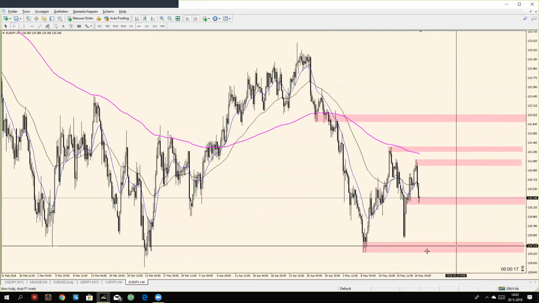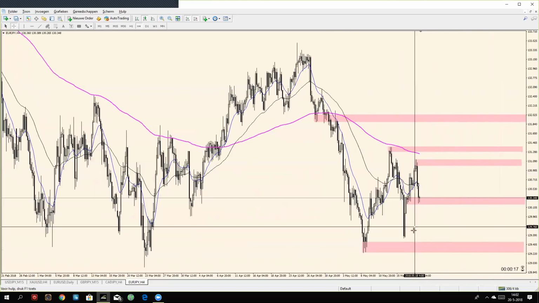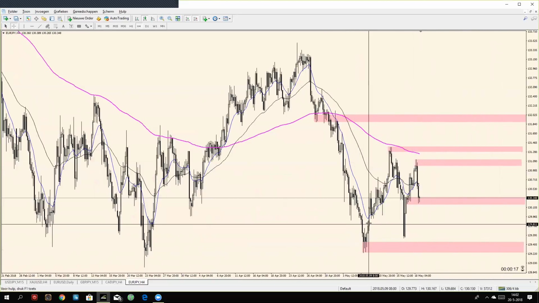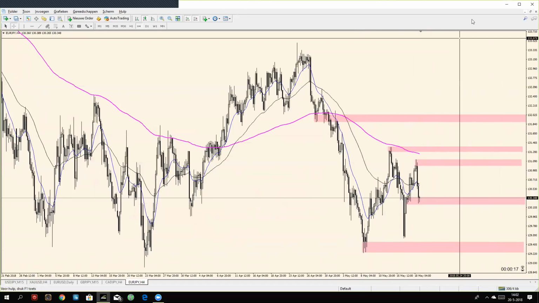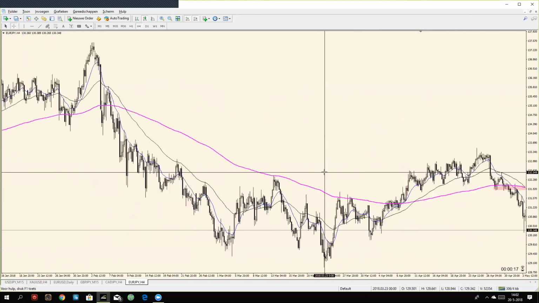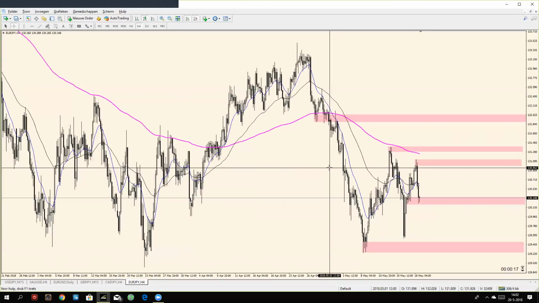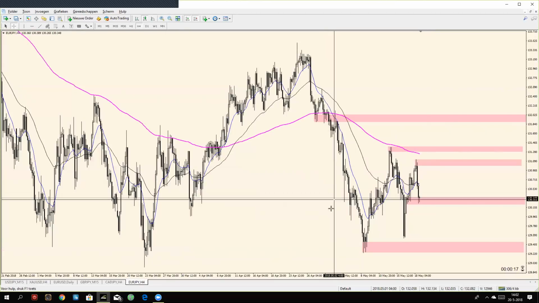So yeah, I have drawn a few zones on it. For me it's still a ranging pair. We don't see a lot of big breakouts, but it does its thing. So it's nice to trade. If you can trade it, why not?